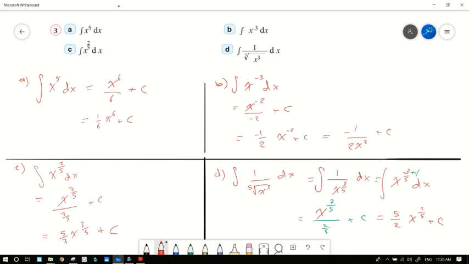And remember, to test whether your answer is right or wrong, find the first derivative of the answer. It will give you the original integration, or the original antiderivative. So let's move to another example.